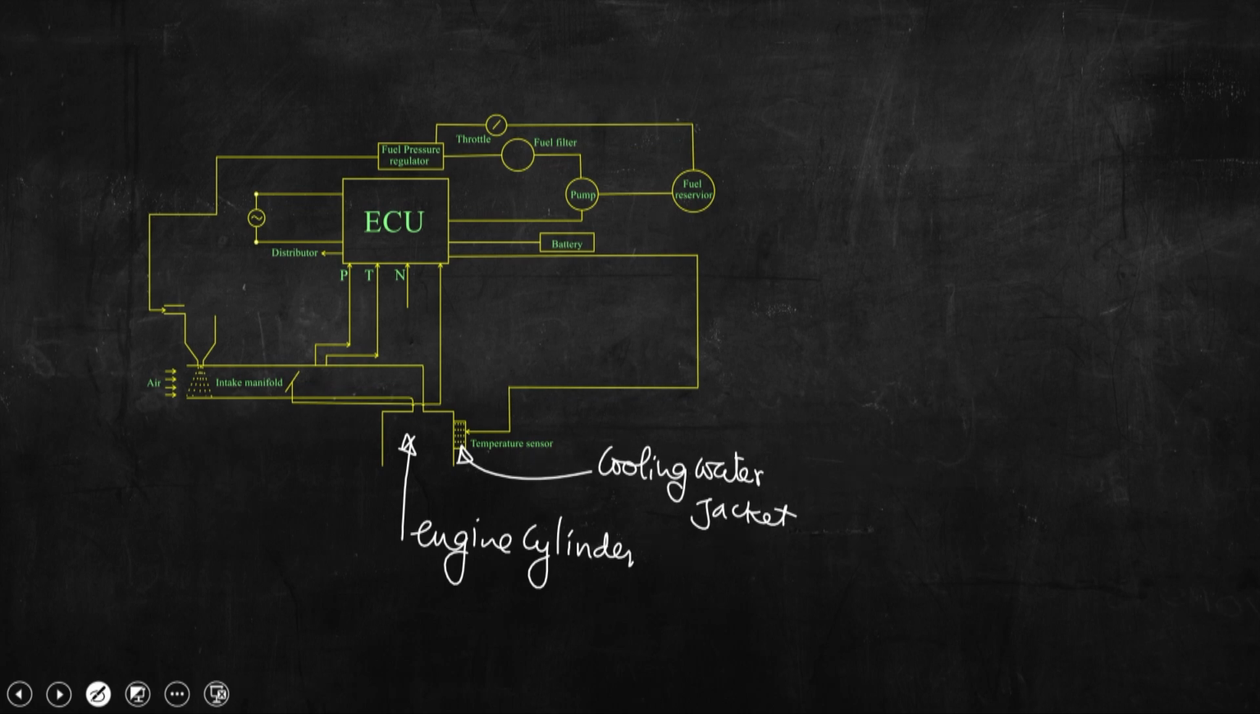Okay. And you can see that this cooling water jacket has a temperature sensor, which is connected to the ECU. Now, the question is, what does the ECU do on receiving the input signal? The ECU will receive the input signal from this temperature sensor, and then again will send some feedback.